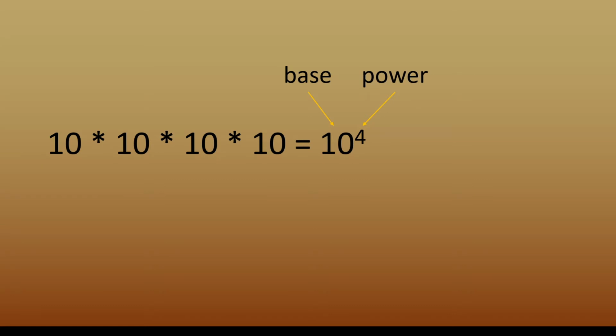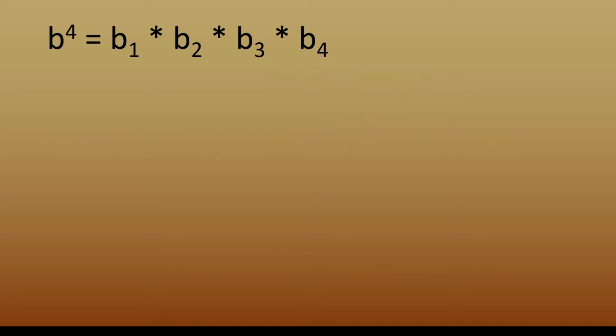That sounds nice. So now these two statements are equivalent. 10 times 10 times 10 times 10 equals 10 to the power of 4. After a while of playing around with this notation, we decide we can generalize it in the following way. b to the power of 4 equals b1 times b2 times b3 times b4.